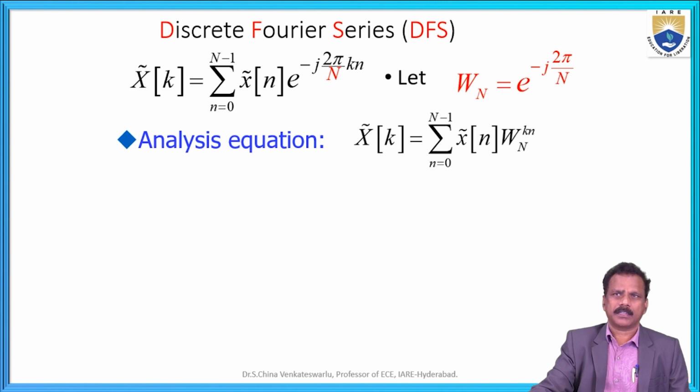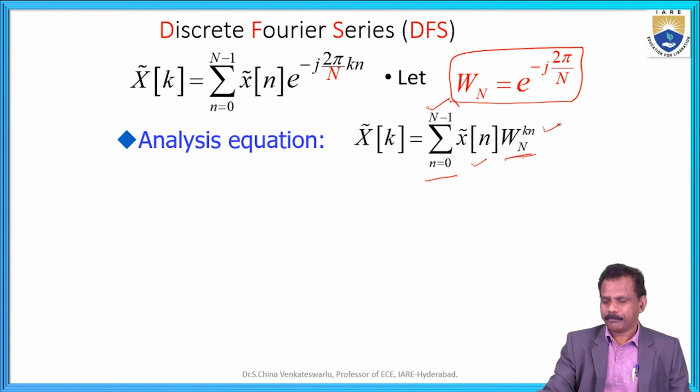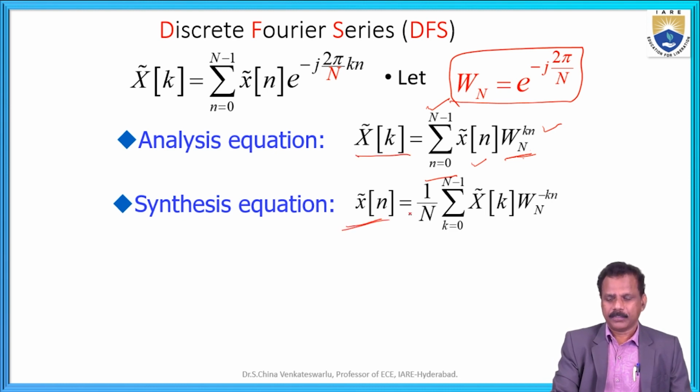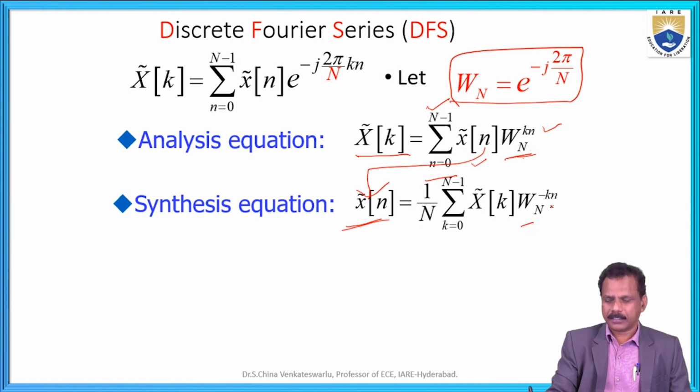Let the twiddle factor, the weighting function, be WN, which is equal to e power minus j 2 pi by capital N. In the analysis equation, x of k is equal to the summation n equal to 0 to capital N minus 1 of x of n times the twiddle factor WN power kn. So for the synthesis equation, to evaluate x of n from x of k, x of n is equal to 1 by N, the summation k equal to 0 to N minus 1 of x of k into the twiddle factor, where the polarity is changed.